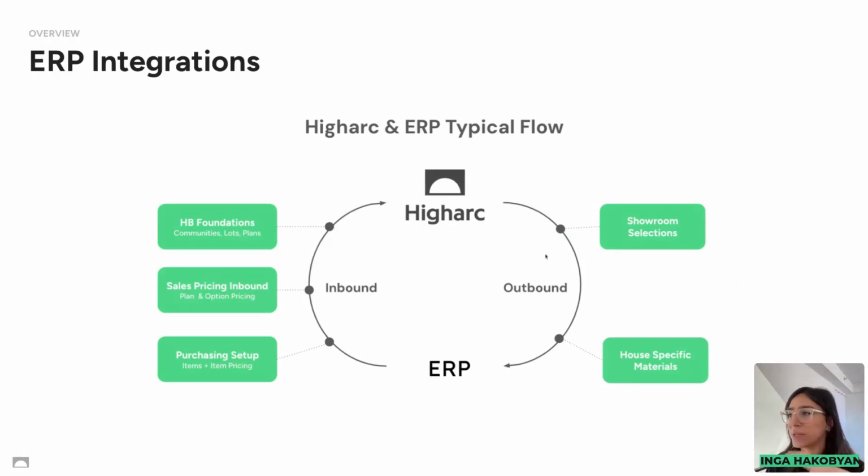And then the things that we would send back to the ERP are things like options chosen in showroom and how specific materials from procure. For this session, we're going to focus on the sales pricing and option data import into Higharc and some of the exciting features that we've built here.